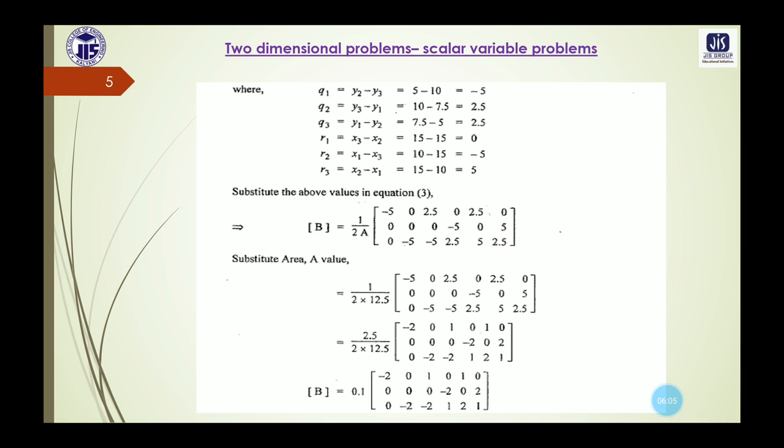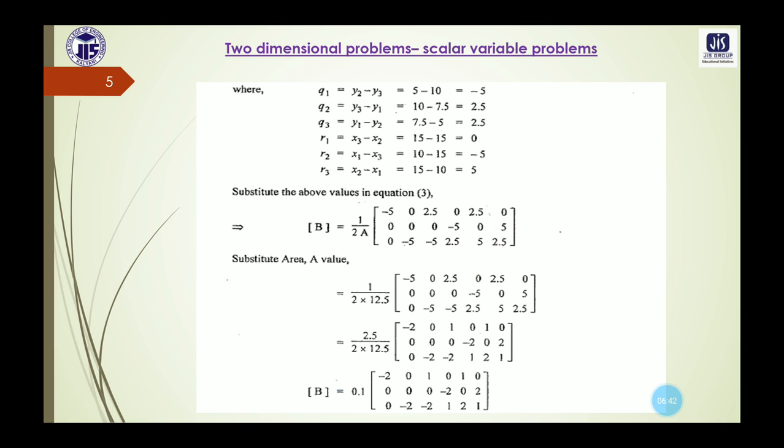In a similar manner, all the other parameters here, Q2, Q3, R1, R2, R3, are related to the coordinates to calculate their values. So in this way we can write their formulas: Q2 equals y3 minus y1, so we are getting the value as 2.5, and Q3 we are also getting 2.5. R1 is x3 minus x2, so it is 0. Then R2 equals x1 minus x3, which is minus 5, and R3 is x2 minus x1, which is 5.